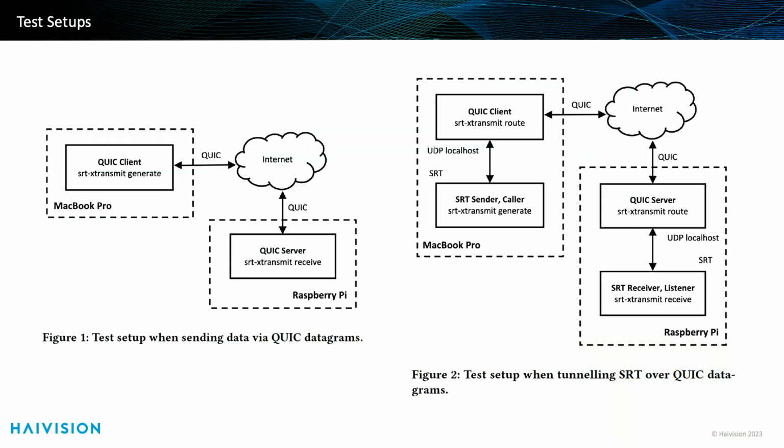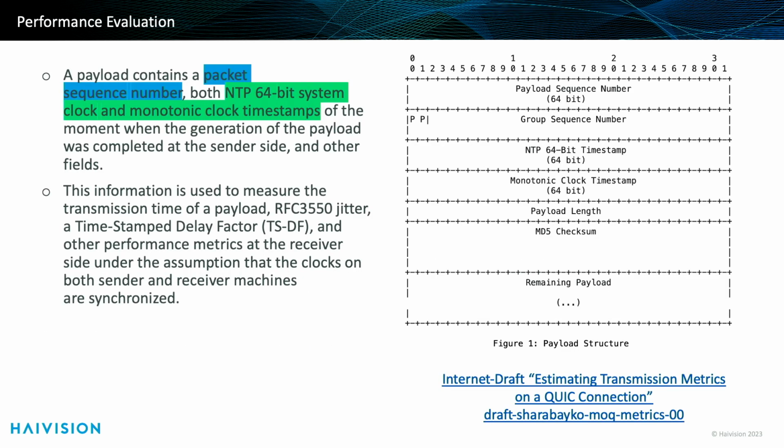So side by side, here we have two kinds of test scenarios. The one on the left is the one where we're sending just QUIC datagrams with a specially constructed packet at the right bit rate, and then on the right, we're using that same packet, but through the SRT layer through QUIC.